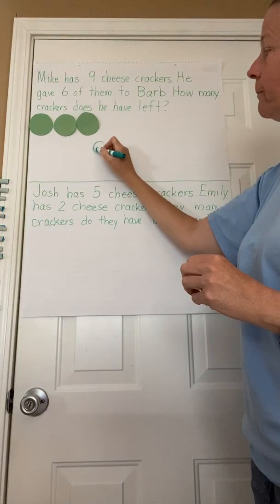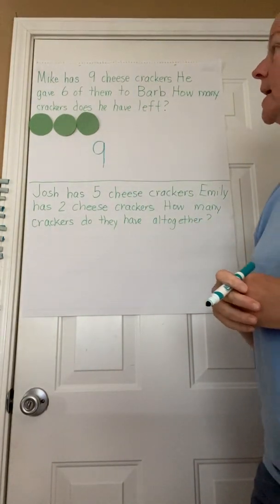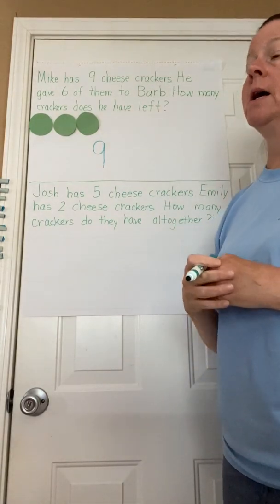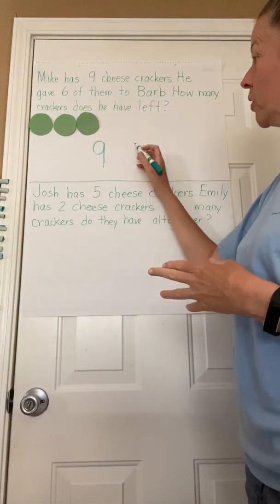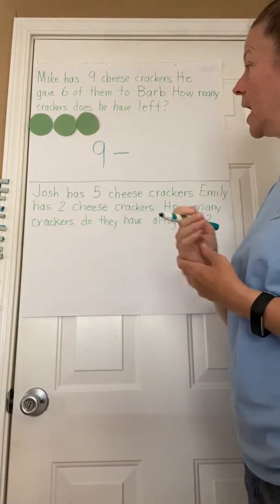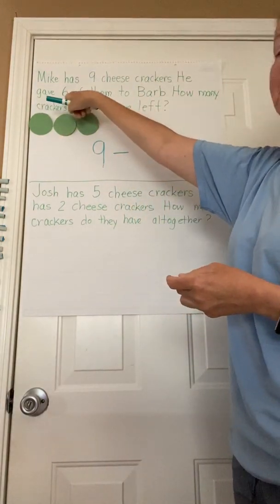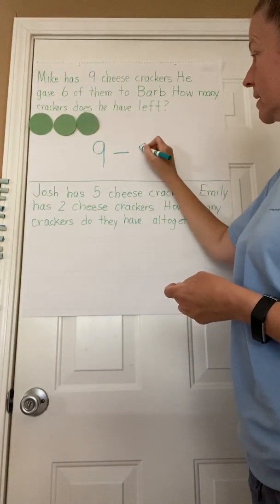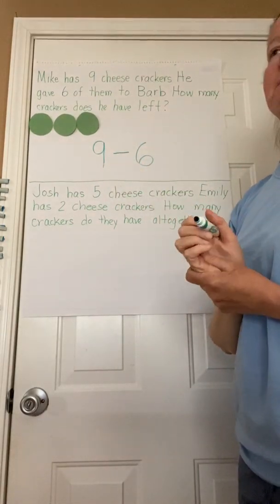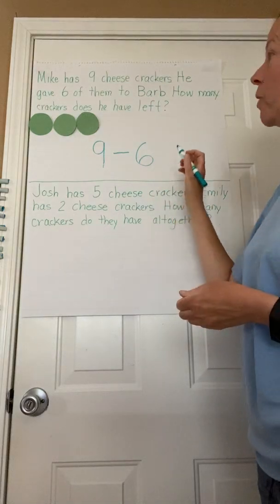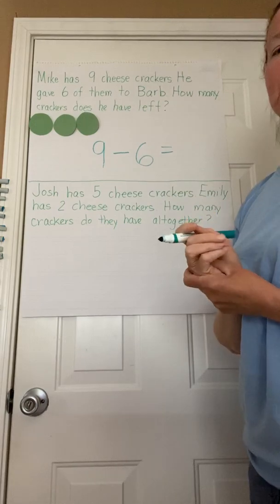So what do we write? Yes, we write a 9. All right, and when we're taking some away to give to Barb, what is the symbol we use for takeaway? Yes, that's correct. We use a subtraction sign or a minus sign. So 9 minus, how many did he give to Barb? Yes, that's right, 6. So 9 minus 6, what's the next symbol we use to show before we write how many he has left? That's right, an equal sign.